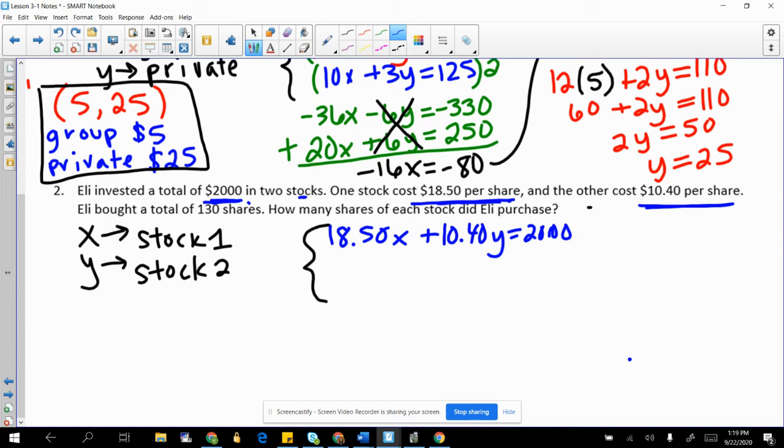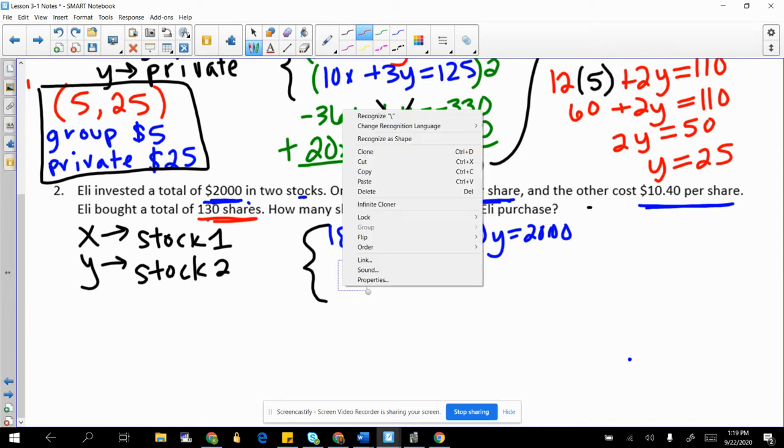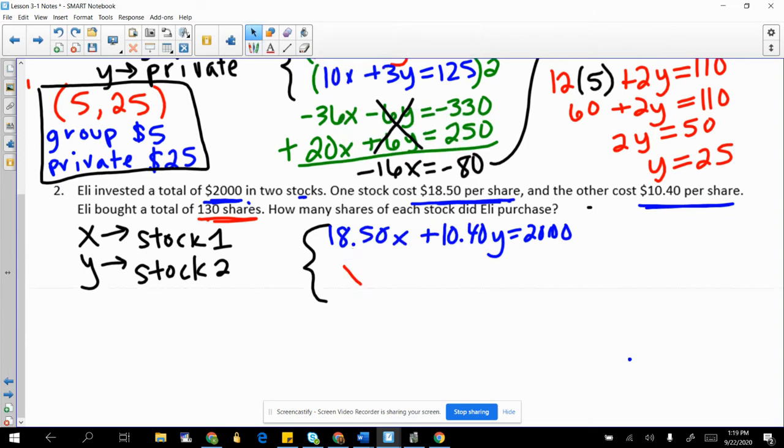And then it says Eli bought a total of 130 shares. So that's our other piece of information. But it doesn't say how many from stock 1 or how many from stock 2. And that's actually what we're trying to figure out. If you look at the end question, it says how many shares of each stock did Eli purchase? So we're just going to write that as, and hopefully you remember this from when we were working with the inequalities, X plus Y equals 130 shares.